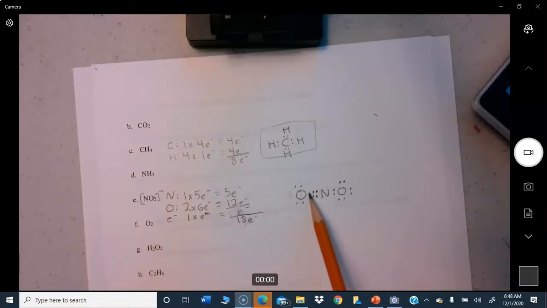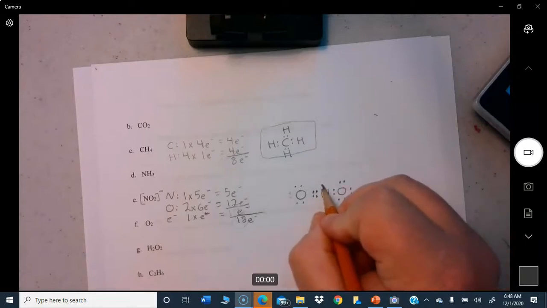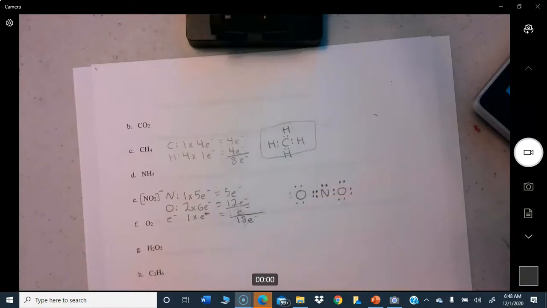Well, I can't put it here because once I added those 2 electrons and I still had those there, I ended up having 10 electrons around this oxygen. So it can't go there, and it can't go here because that already has 8. So it's going to have to be a lone pair up here that doesn't attach to the oxygens.